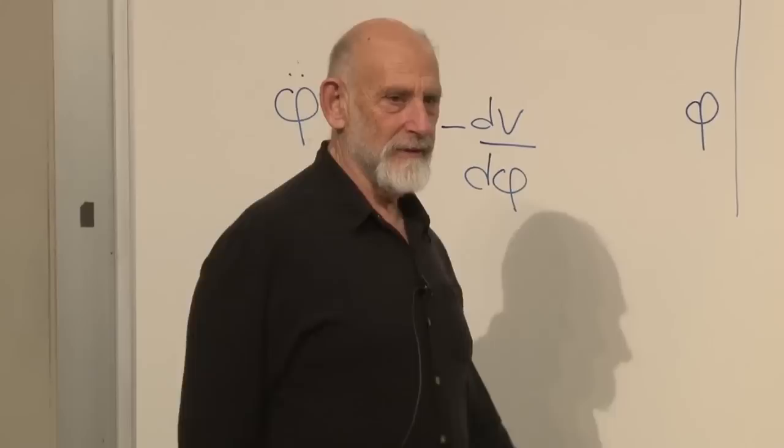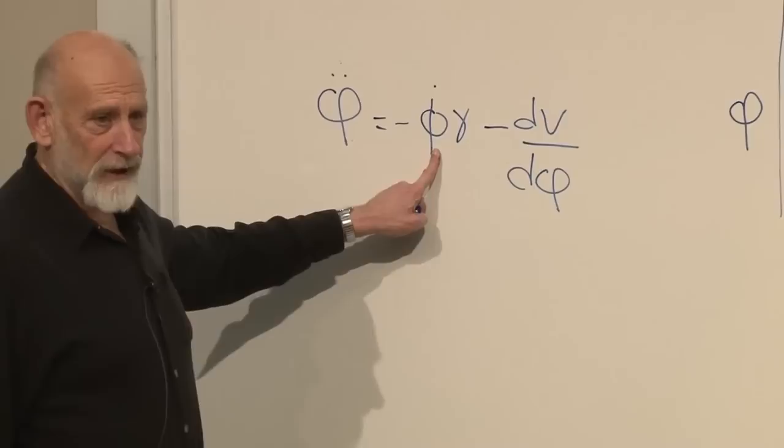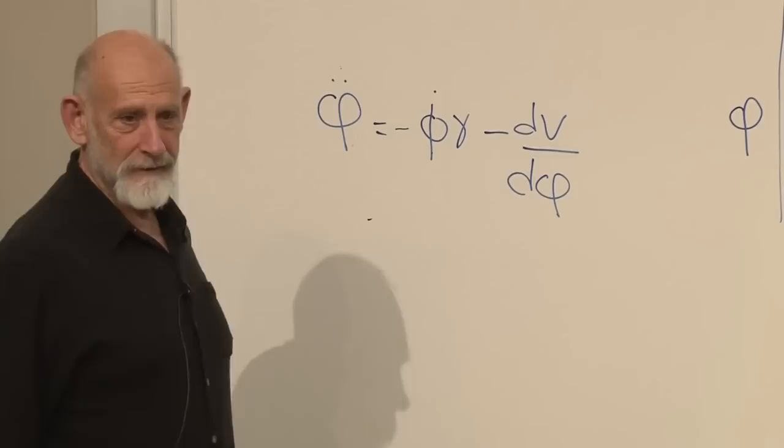All right. It's moving with a downward vertical velocity, right? If it's moving with a downward vertical velocity, that means phi dot is negative, right? Minus phi dot is positive. This force is up, as long as it's moving down.